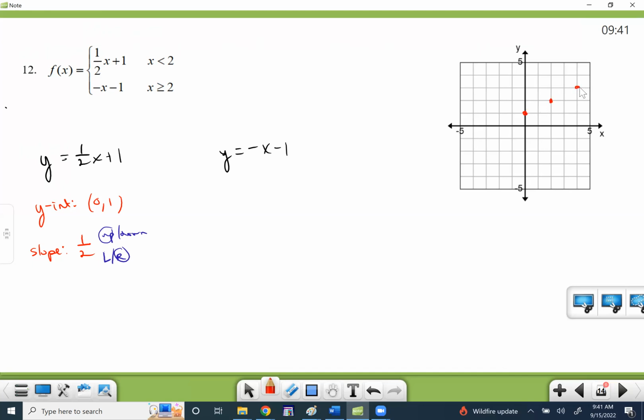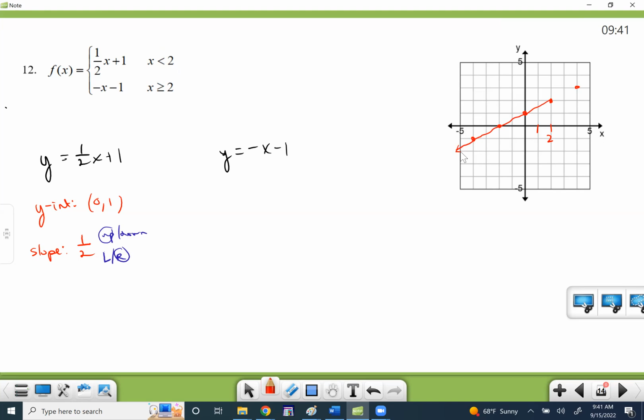Or we could go down 1, left 2, down 1, left 2, whatever, okay? Now I'm not gonna graph the entire line, you guys, okay? We only want when x is less than 2. So I'm gonna find where x equals 2, which is right here, and I'm only gonna graph the line when x is less than that number, so to the left of that number, okay? I'm not gonna graph to the right of that number.